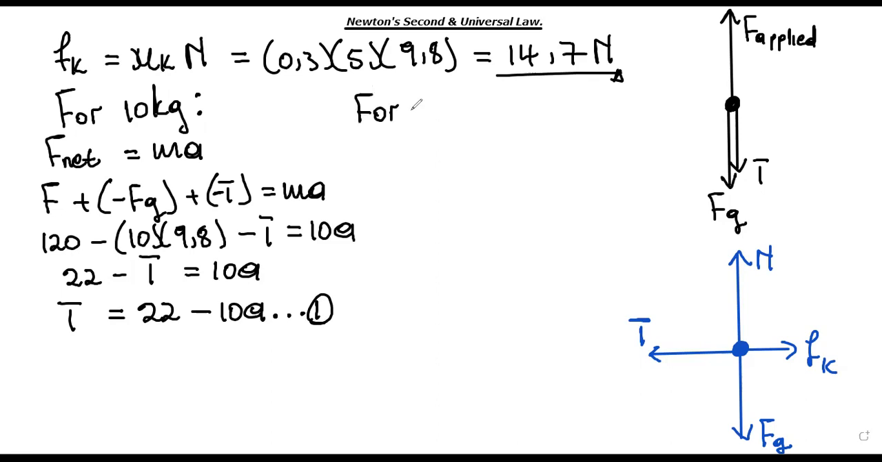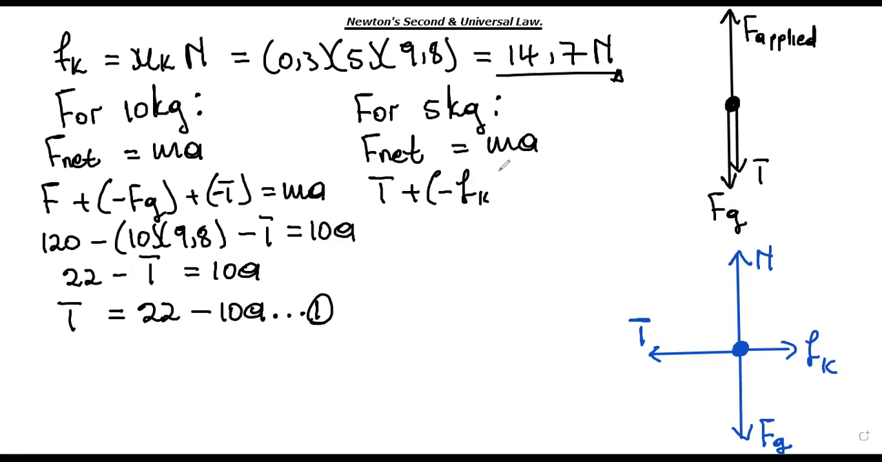Then we move and go to the 5 kg block. Once again, the net force acting on this block equals MA. Now, what is the net force acting here? Well, here it's going to be the horizontal forces, not the vertical forces. We said anything that goes to the left is positive, meaning the tension is positive. But the frictional force is going to be negative.